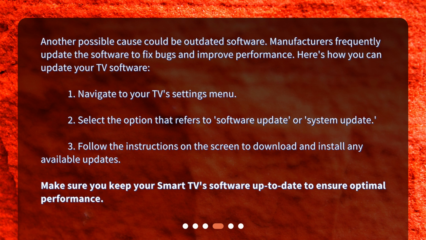1. Navigate to your TV's settings menu. 2. Select the option that refers to Software Update or System Update. 3. Follow the instructions on the screen to download and install any available updates. Make sure you keep your smart TV software up to date to ensure optimal performance.